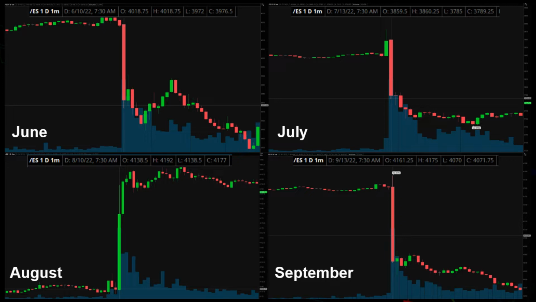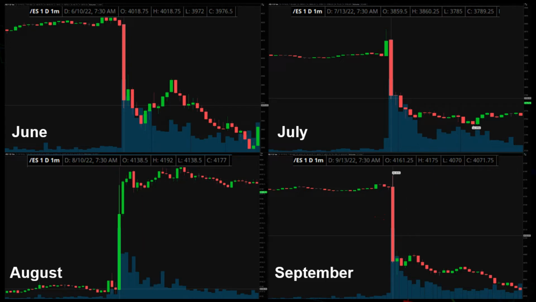In June, this candlestick had a high of 40.1875 and a low of 39.72, a range of 46.75 points. In July, this candlestick had a high of 38.6025 and a low of 37.85, a range of 75.25 points. In August, this candlestick had a high of 41.92 and a low of 41.3850, a range of 53.5 points. In September, this candlestick had a high of 41.75 and a low of 40.70, a range of 105 points.